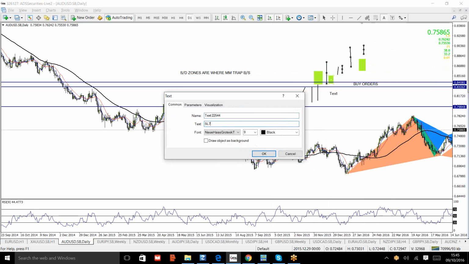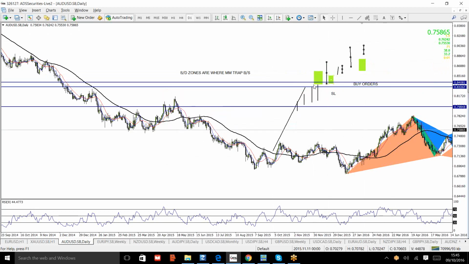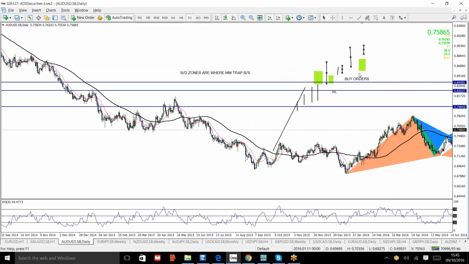Stop loss just below, right, guys? Buy orders are above this support level. Stop loss just below. I'm giving you an example of another. There are always two scenarios. Market is going up. So you all think the market is going to the upside. Yes, it is going to the upside.